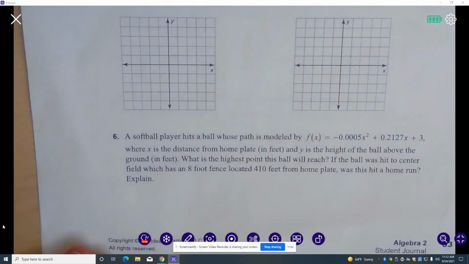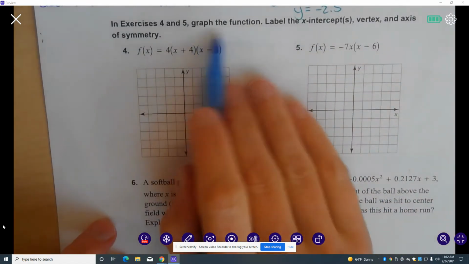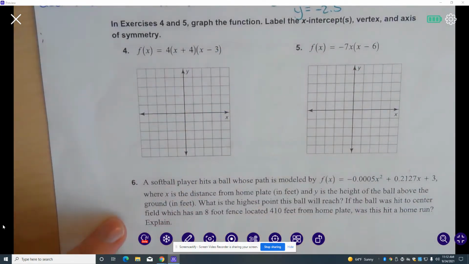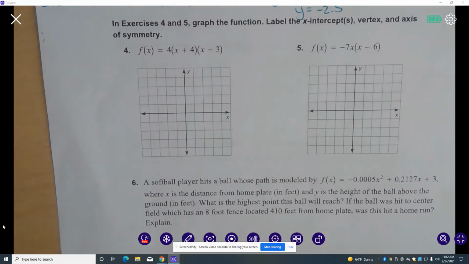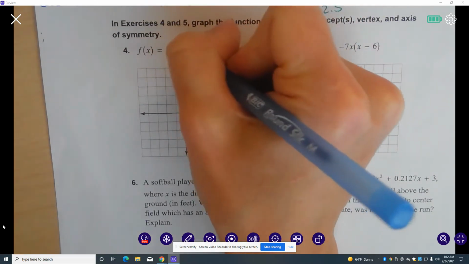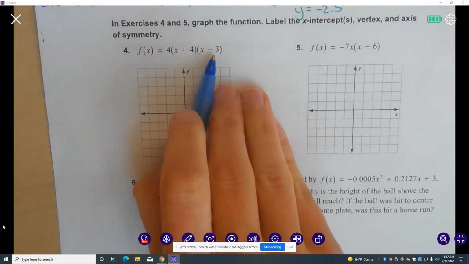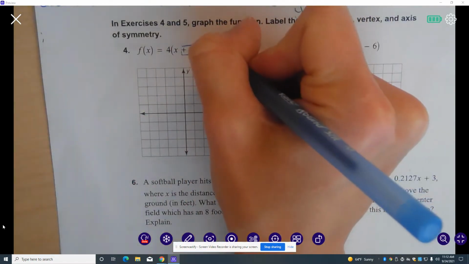So we're going to turn the page to page 33, and we're going to try these in number 4 and number 5. So in number 4 and 5, we're going to graph the function, label the x-intercepts, vertex, and axis of symmetry. This one is in intercept form. Okay, so it makes it nice and easy for us to find the x-intercepts. So you have x plus 4 as one of the factors and x minus 3 as another. And your x-intercepts will come right from here.